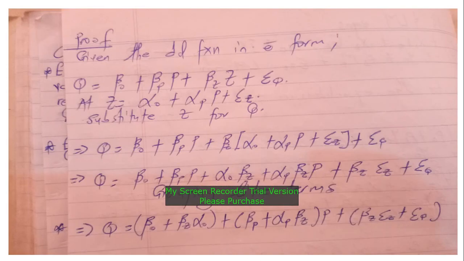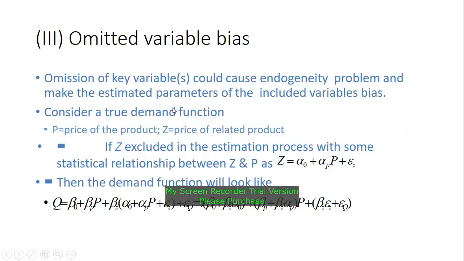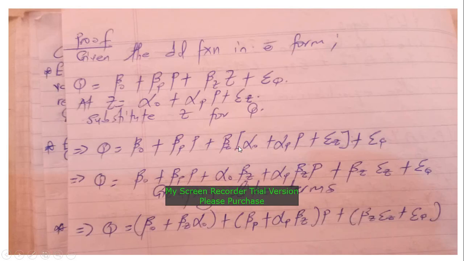So now, this is the proof. Given the demand function in this form, Q equals beta naught plus beta 1 P plus beta Z Z plus epsilon Q. So now when they were estimating, from our question, they omitted Z and Z was given as this. So now we would have to fix Z back. So you would have to substitute Z into the demand function and we do our estimation. So when we substitute Z into our demand function, we end up getting beta naught plus beta subscript P P plus beta Z. So when we put Z here, this is what we end up getting, plus our epsilon Q.